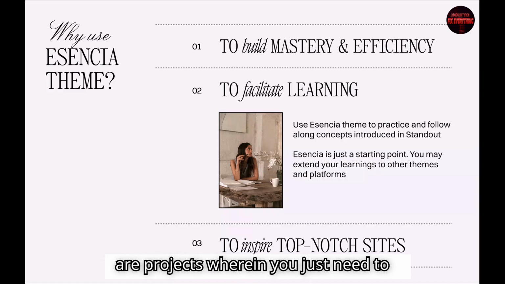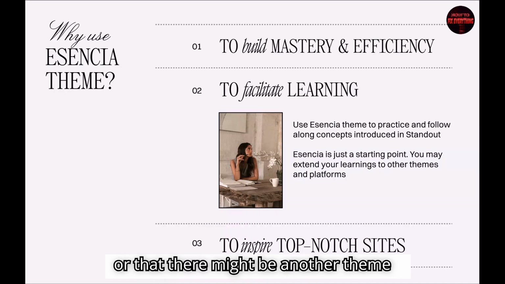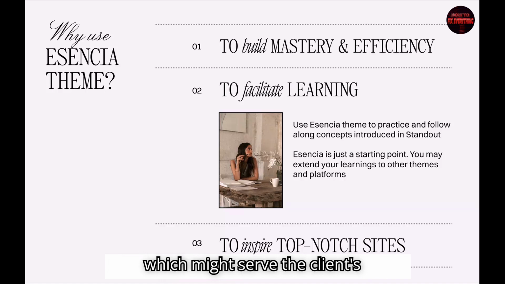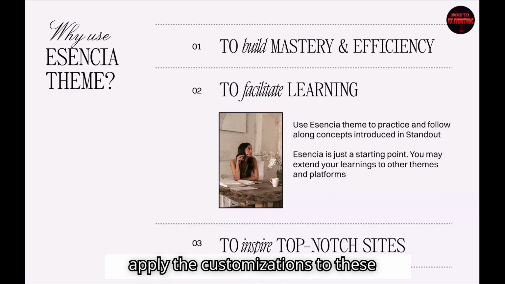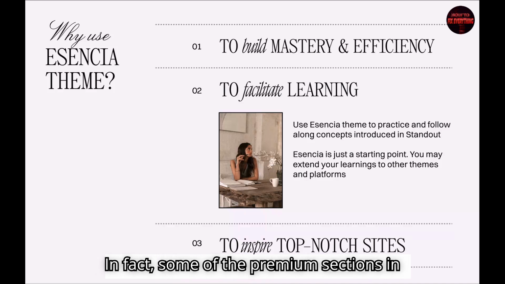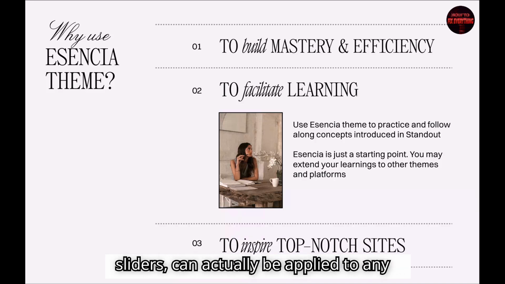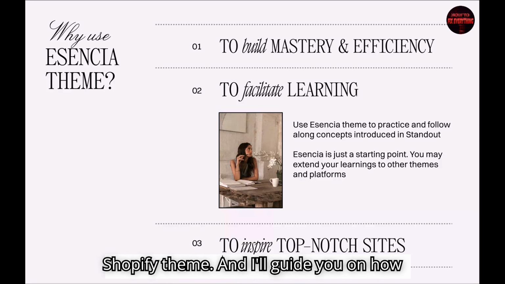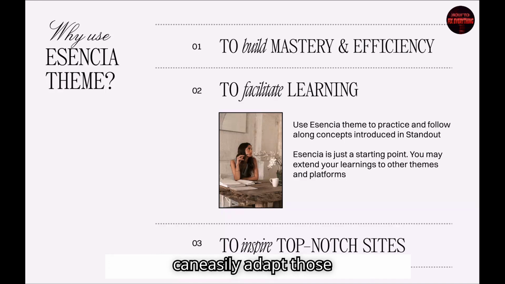I acknowledge that there are projects wherein you just need to tweak an already existing theme, or that there might be another theme which might serve the client's requirements best. And when we apply the customizations to these themes, the codes may look different, but trust me, the approach will be universal. In fact, some of the premium sections in Essentia Theme, like vertical tabs and sliders, can actually be applied to any Shopify theme. And I'll guide you on how to do that. This is just to demonstrate that once you master one theme, you can easily adapt those learnings to other themes.